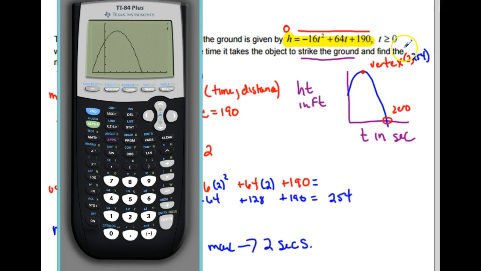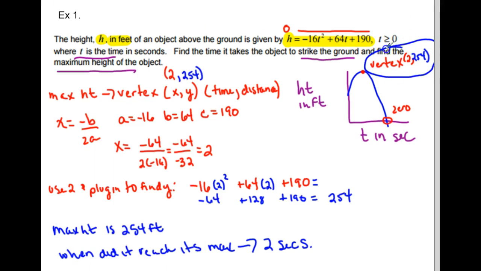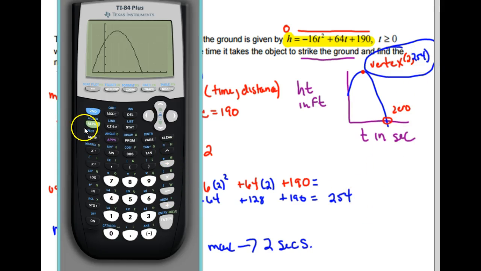And you know what? Now that I'm thinking about it, I could have used this to help me out. 254 is my maximum, so I should have known that. Well, how do we calculate this with the graphing calculator? We're going to look for the maximum. Second, trace. We're going to go find a max.